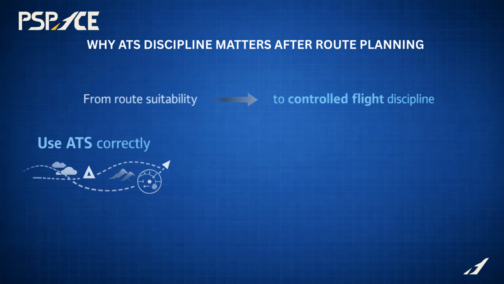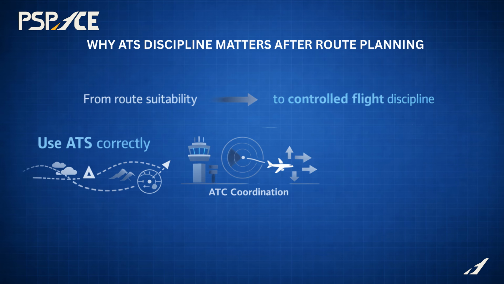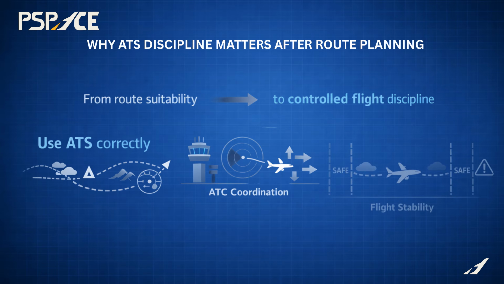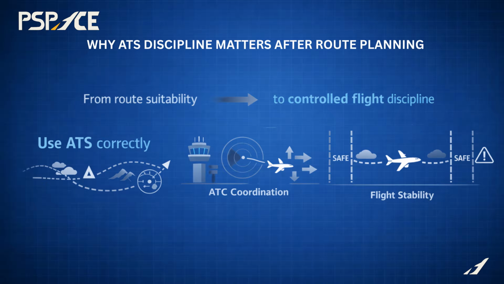Once the flight is operating within controlled airspace, the focus shifts from planning suitability to live coordination with the air traffic services system. Operationally, this matters because a well-planned route can still become unstable if ATS is not used correctly, if SSR is not operated properly, or if changes to track or level are not handled with disciplined communication and control.